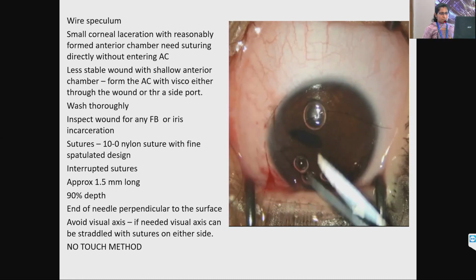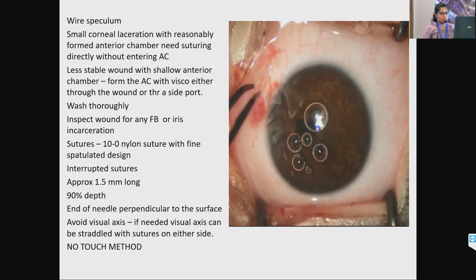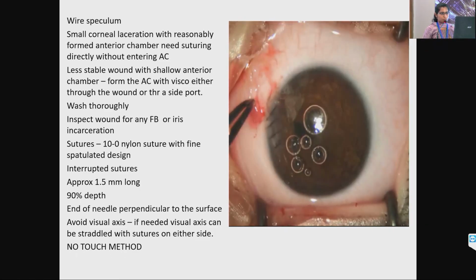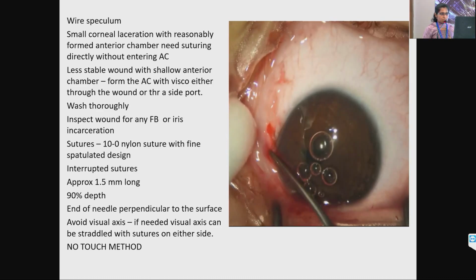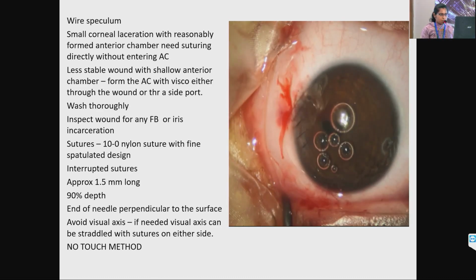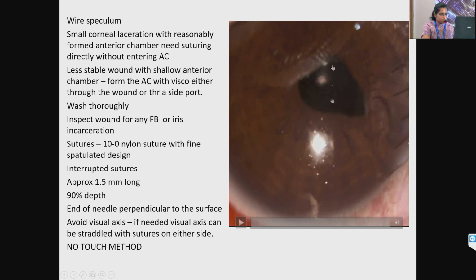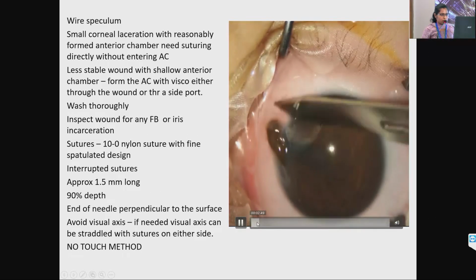tear. And if sometimes it's difficult to place a side port initially, what we can do is put the visco in through the corneal tear itself, then place the side port properly and then put adequate visco later. So first thing is we have to wash thoroughly both the exterior and the anterior chamber with a Simcoe cannula, and then inspect the wound for any foreign body or iris incarceration.